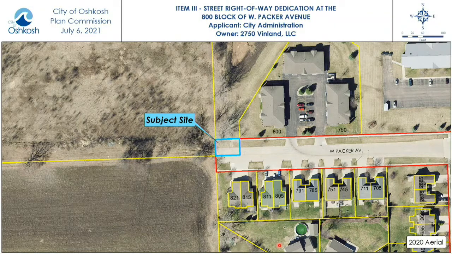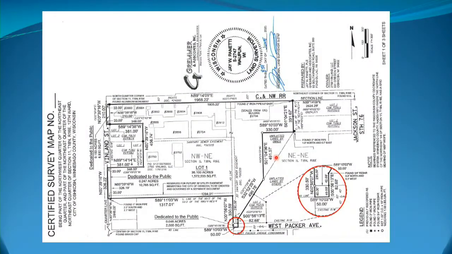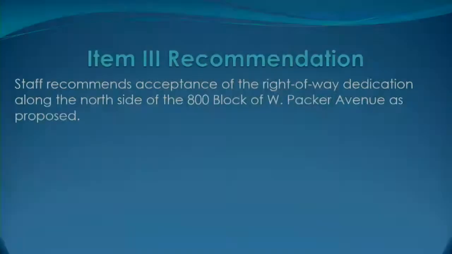The size of the dedication is 40 feet wide by 50 feet long and 2,000 square feet in area. This dedication will take place on a certified survey map, which is currently under staff review. Another thing this will rectify, currently public street and public sidewalk is located on the Nevamar site private property. This dedication will fix that irregularity. So with that, staff is supportive and recommends acceptance of the right-of-way along the north side of the 800 block of West Packer as proposed. This is just the certified survey map showing the proposed dedication, and that's it.